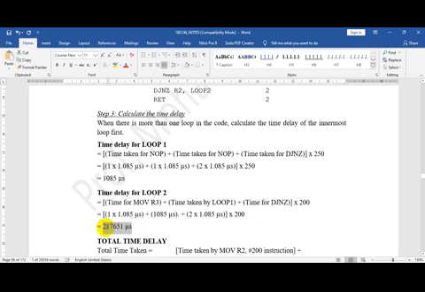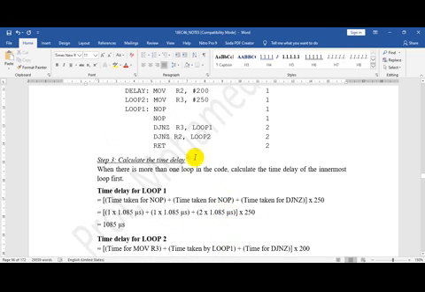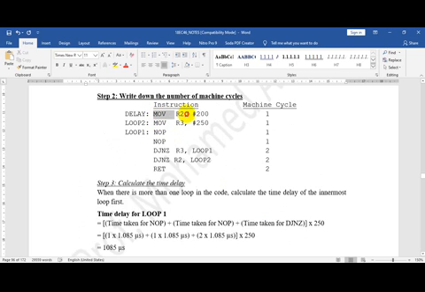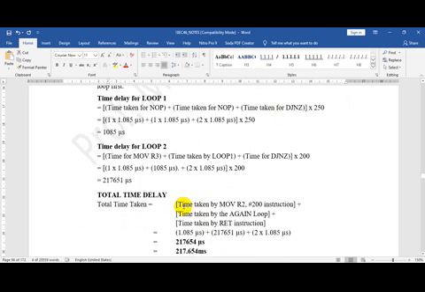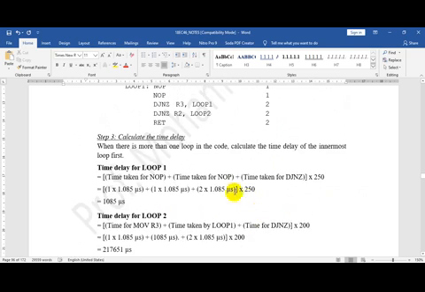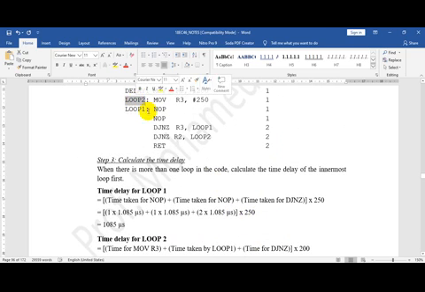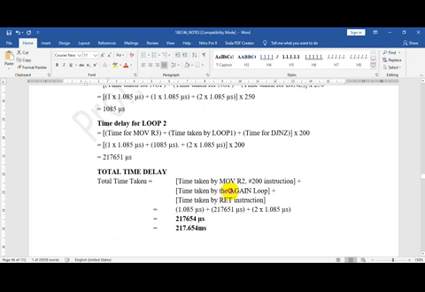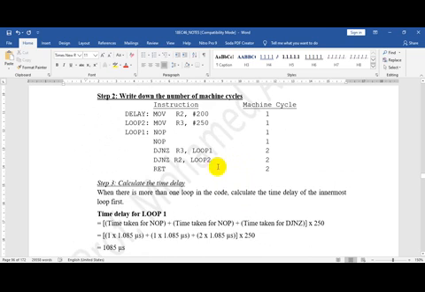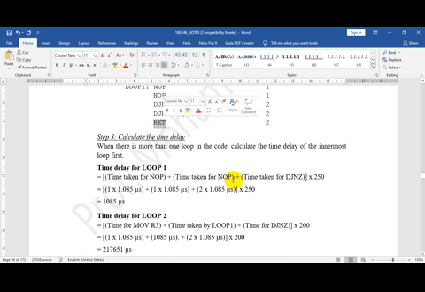What will be the total time now? The total time will be equal to the time taken by MOV R2, #200. See here, the time taken by this instruction, plus the time taken by the loop 2 instruction. Then plus the time taken by the RET instruction.